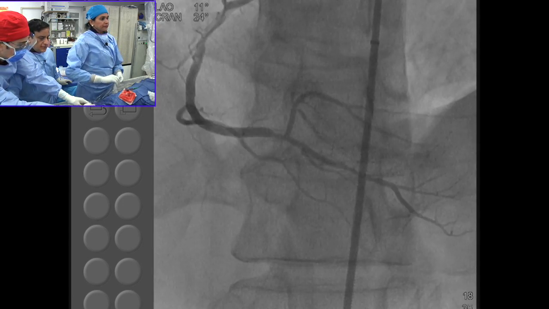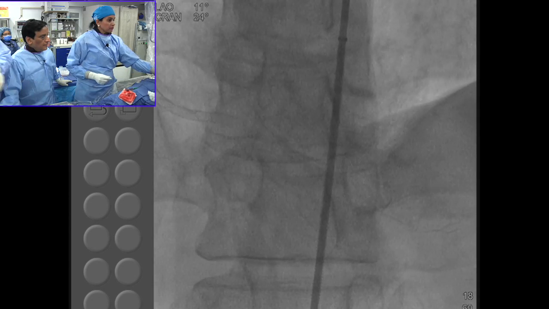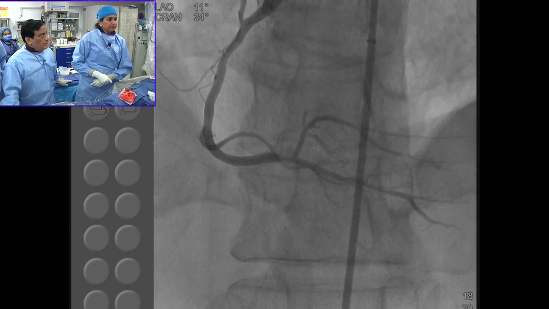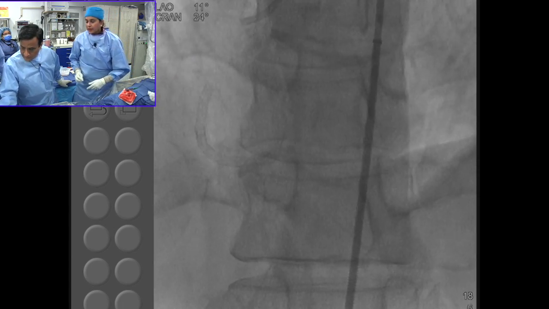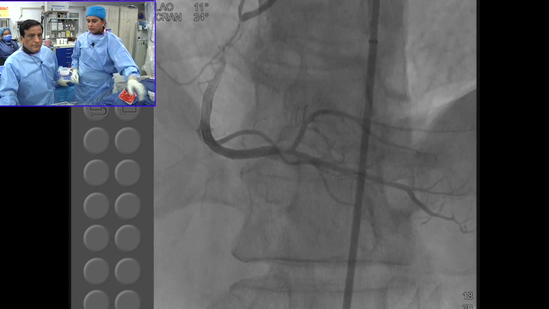Okay, now we are at the decision point. I will put a 275. It's your patient. You tell us what to do. You have the wire ready? But I would not have gone 3 or 32 there.